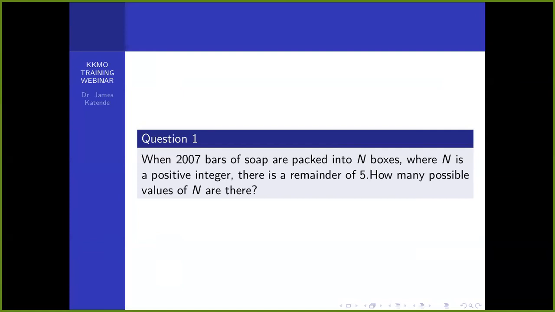So the question says, when 2007 bars of soap are packed into n boxes, where n is a positive integer, there's a remainder of 5. How many possible values of n are there? So that's the question. Feel free to have a go at it and share some of the ideas you have.